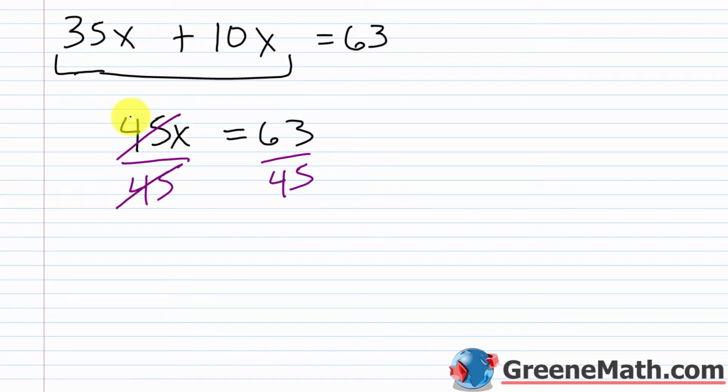This will cancel with this and just give me an x. And 63 over 45, that's not going to be a whole number. So I just have to reduce the fraction. So 63 is 9 times 7. 45 is 9 times 5. So the greatest common factor there is going to be 9. I can cancel this with this, and I'll have 7/5.